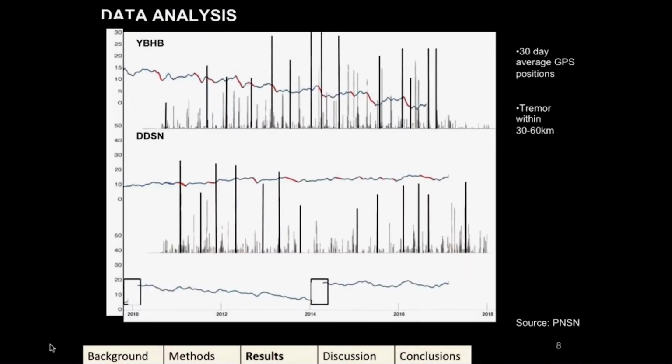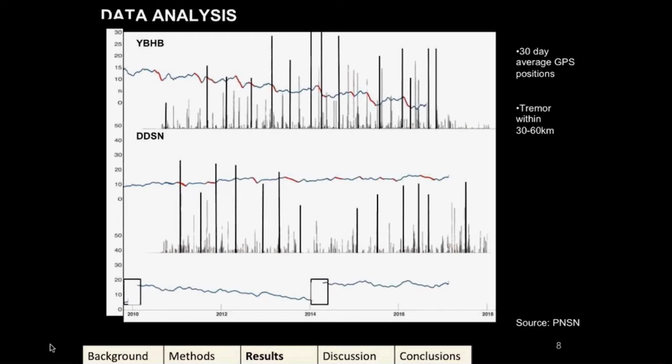Okay, so what I ended up doing was basically copying the Aguiar paper, but using the PNSN GPS time series and matching it up with tremor in the southern Cascadia subduction zone. And I worked to catalog these ETS events. So using a MATLAB code from my advisor's grad student, we got the 30-day average of the GPS positioning because it was pretty noisy at first. And the tremor that you see here is from 30 to 60 kilometers away from the GPS station.